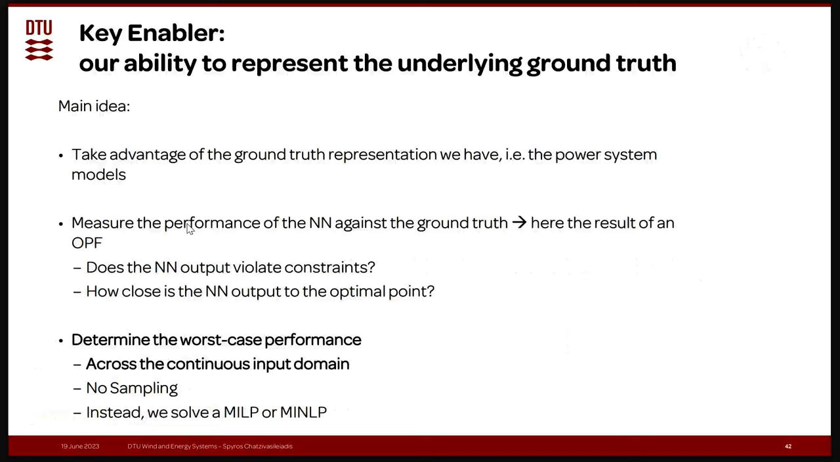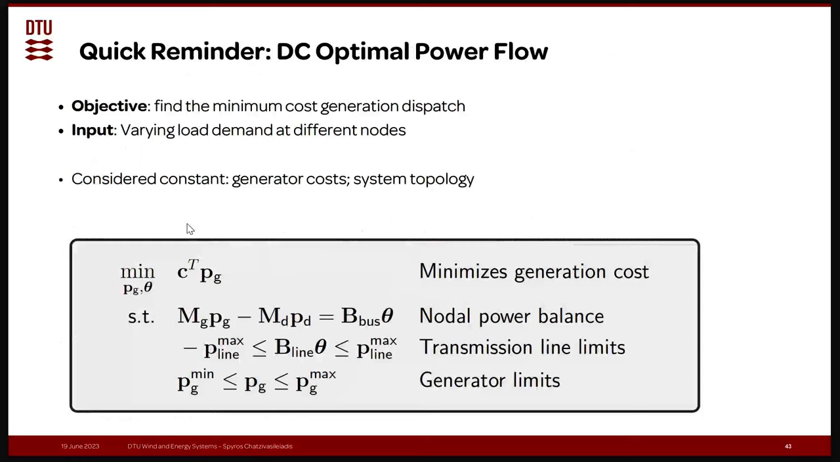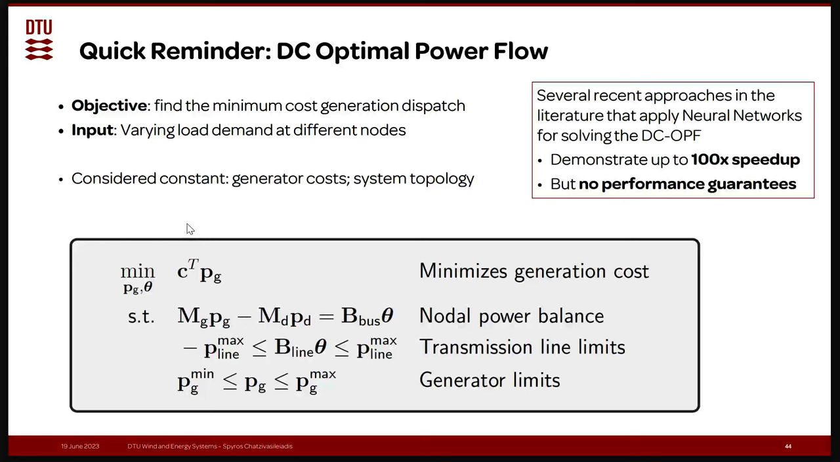Good. So let's see a bit how this works. Let me go directly to the example. The simplest thing I can use is a DCOPF here. I try to determine set points, and I have all these linear constraints about power balance, transmission line limits, and generator limits. There have actually been a lot of papers, even for DCOPF, showing a lot of speed up, again only on the evaluation, not on the training.